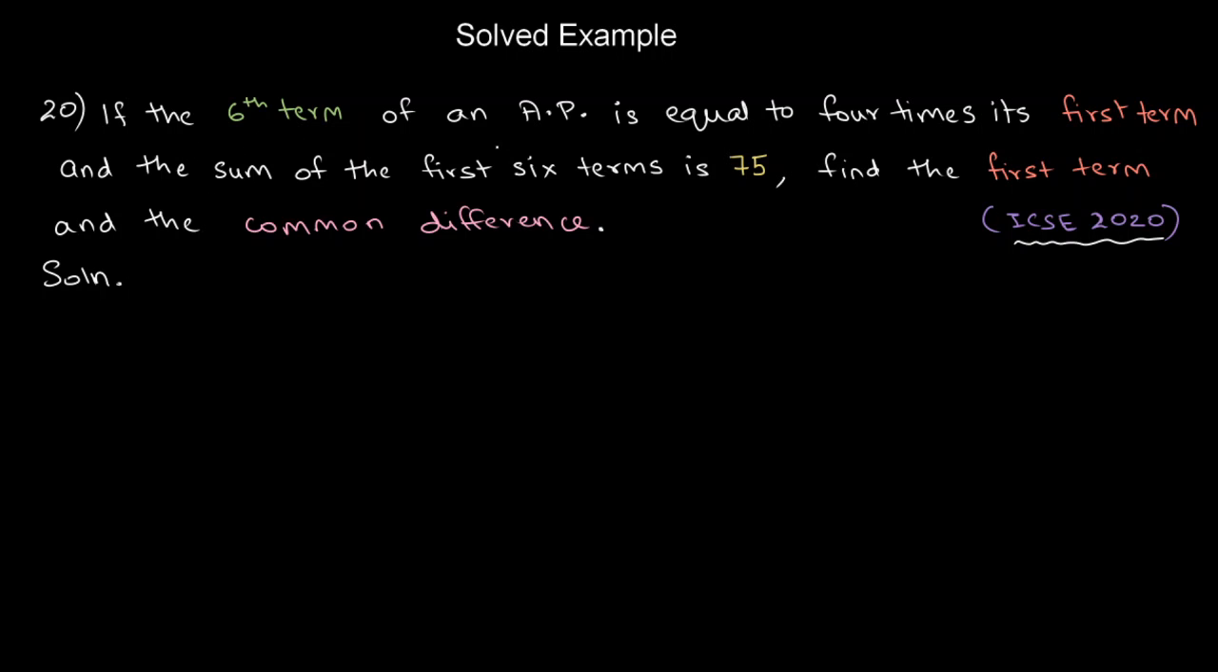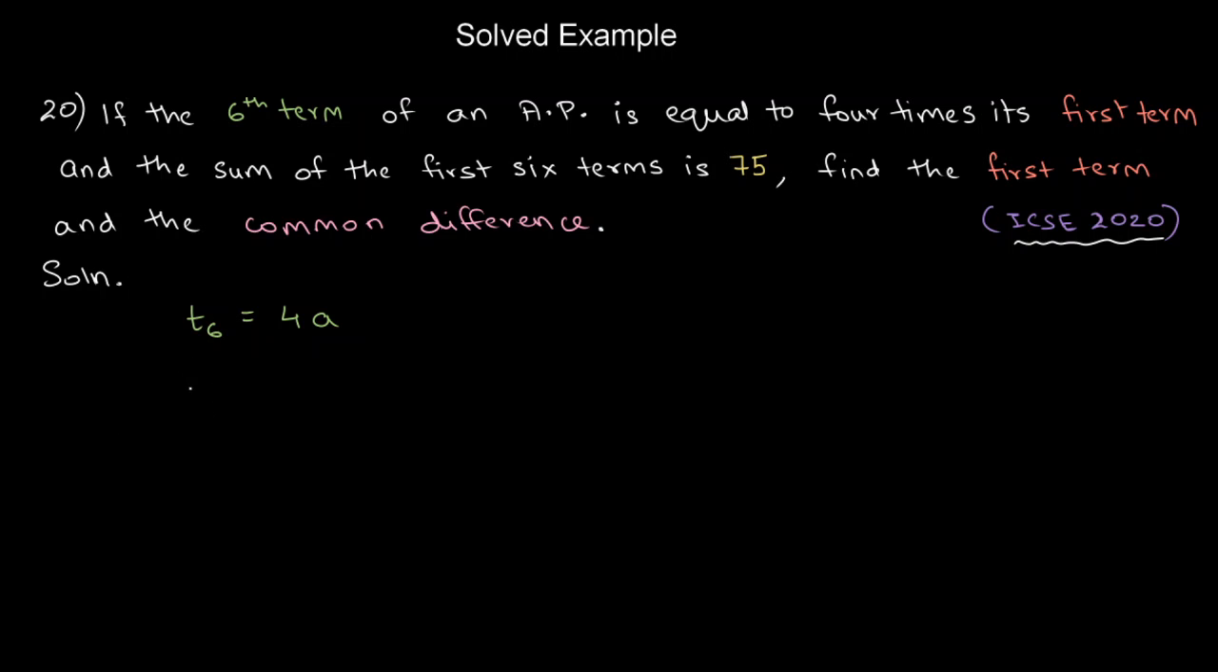They've told us that the sixth term is equal to 4 times the first term, right? So suppose the first term is taken by the alphabet A, and the sixth term can be written as T6 is equal to 4 times, so that is 4 into the first term, which is A. So T6 is equal to 4A. That will be the equation I can frame based on the first condition that they've given us.